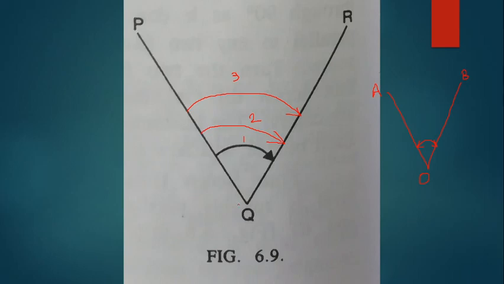Once it is done, the telescope may be pointed in any other direction, but not exactly on PQ or QR. So here let us say the telescope is in this direction when the 0 of the vernier scale exactly matches with the 0 of the main scale. Now release the lower clamp and turn the telescope from here onto the line QP exactly.